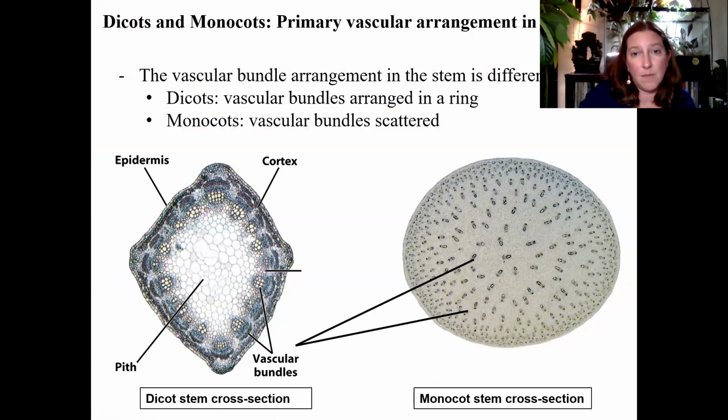In the dicot stem, I'm going to use red just for visualization, vascular bundles are arranged in a ring. So look, here's vascular bundle, here's vascular bundle, here's vascular bundle, etc. They go all the way around. Vascular bundles are bundles of xylem and phloem, with xylem pointing toward the inside of the stem and phloem pointing toward the outside of the stem. But either way, in the dicots, the vascular bundles are arranged in a ring.